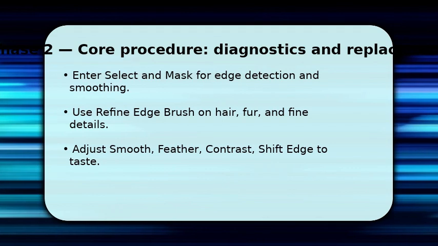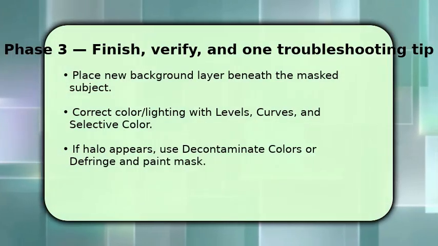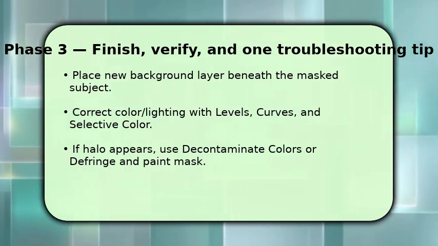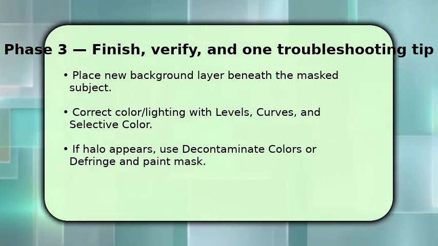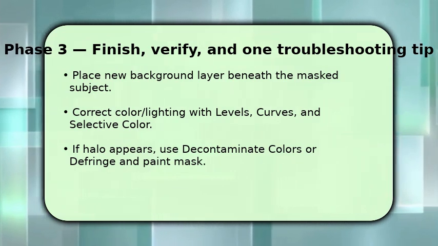Finish by placing your replacement background under the masked subject and matching lighting with levels, curves, or color balance so it looks natural. If edges still look hard, add a tiny amount of Gaussian blur to the mask or use layer matting to fringe to remove color fringing. Export as PNG for transparency or save a layered PSD.